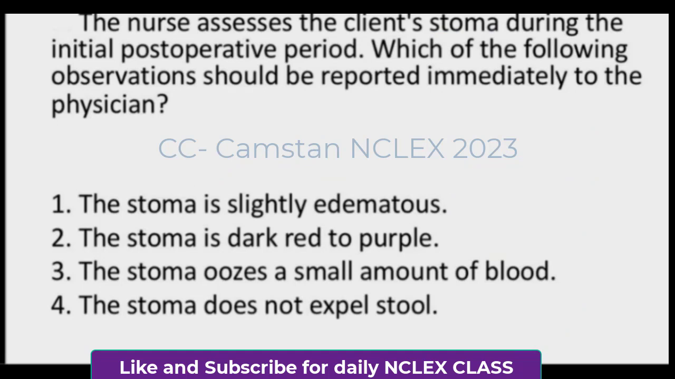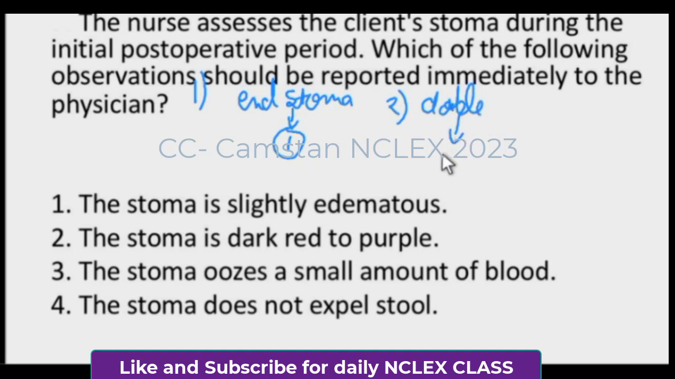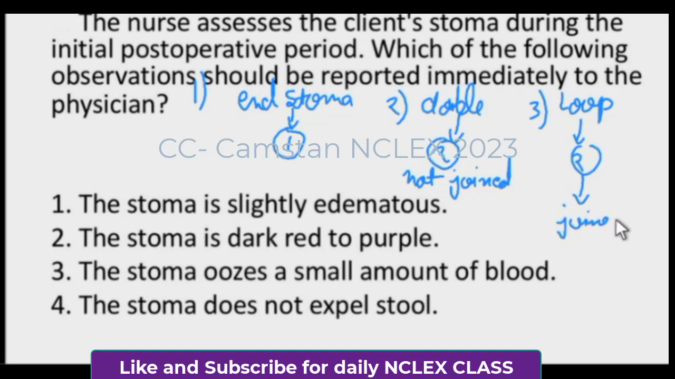Then, depending on the opening of the stoma, it is of three types. Number one is the single barrel stoma, which we call an end stoma. It has one opening. Second is the double barrel stoma. It has two openings and these two openings are not joined. Third is the loop stoma. A loop stoma also has two openings but they are joined with each other. So that is the basic difference between the double barrel stoma and the loop stoma.